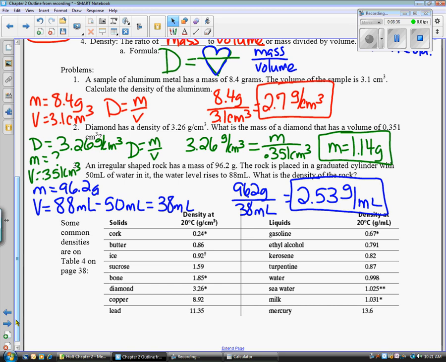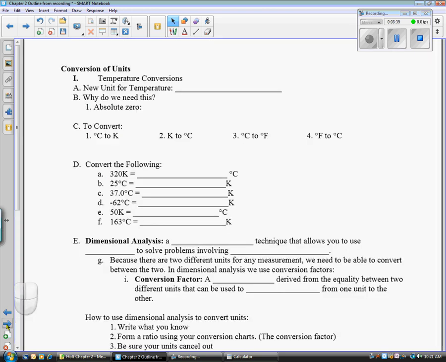All right, we're going to do temperature also with this section. We'll stop at dimensional analysis, but there's a new temperature unit. It's the SI unit for temperature. We learned it a little earlier. It's called Kelvin.